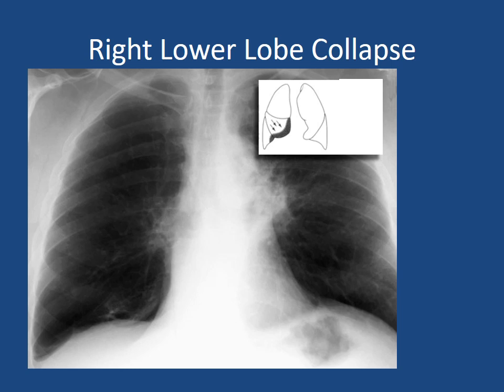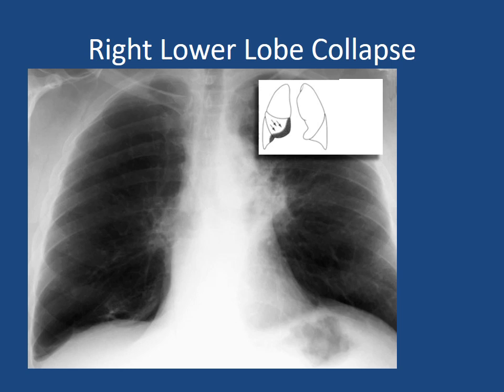As a final example of a collapsed lung, what we're looking at this time is a right lower lobe collapse. So this time it's a collapse of the lower lobe of the right lung. When that happens, the collapsed lung moves towards the midline of the chest, sort of the middle of the chest. So it is quite a subtle pathology to recognise on chest X-rays.